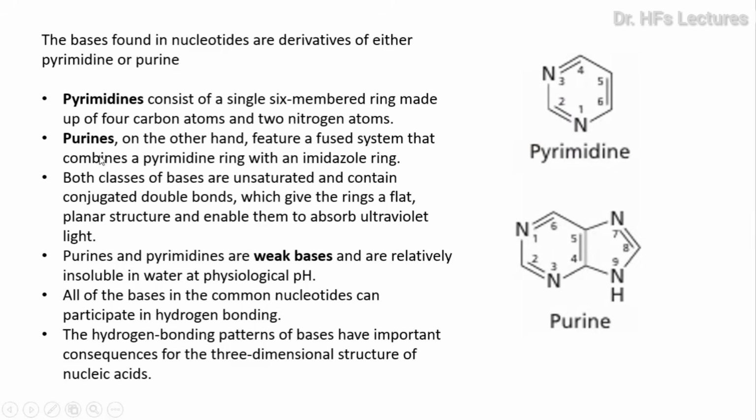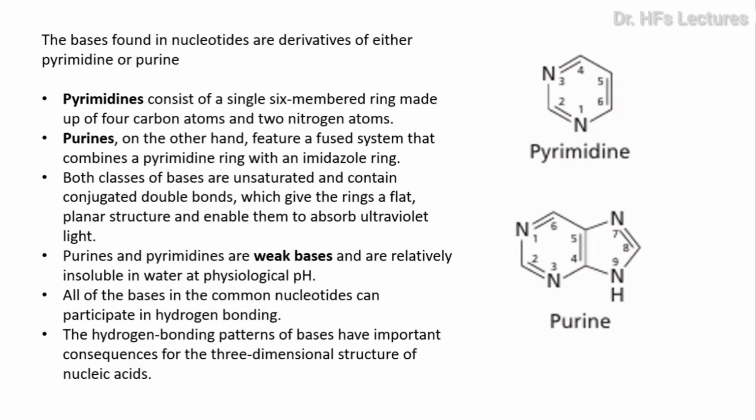While the purine, and also the pyrimidine, has a longer name, it is the smaller molecule. The purine, on the other hand, has a shorter name, it is the larger molecule, and it is made up of a pyrimidine ring and also an imidazole ring. And it is numbered anti-clockwise. Both of them are unsaturated. They contain double bonds, and they are both weak bases, and they are relatively insoluble in water at physiological pH.